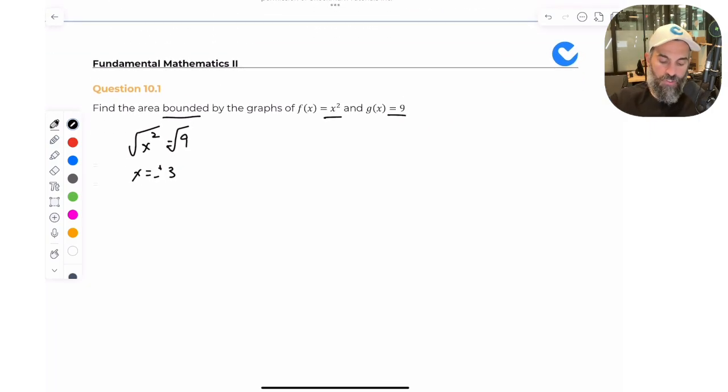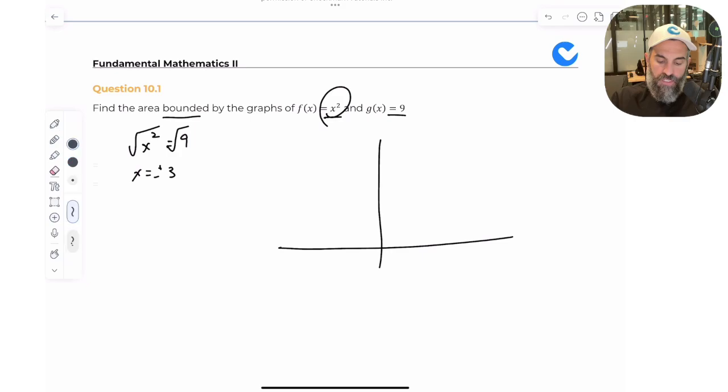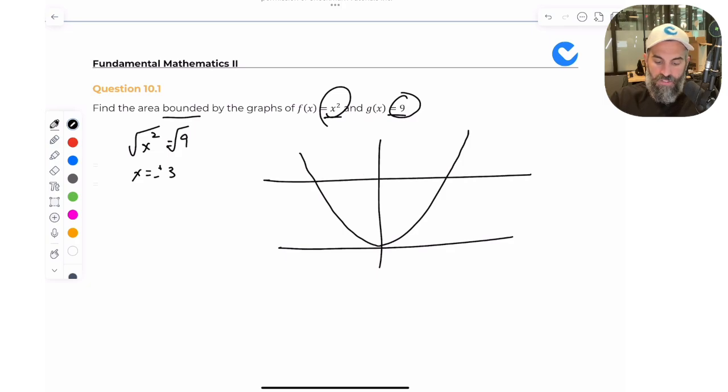And you don't have to graph it, but just so you guys understand, x squared is a very basic function, right? It's a parabola. And it basically looks like this. This is x squared. And 9 is a constant. So that's like that. That's 9. And you see they cross here at -3 and here at +3. And we want the area between them. So we want that area that I just shaded in orange.